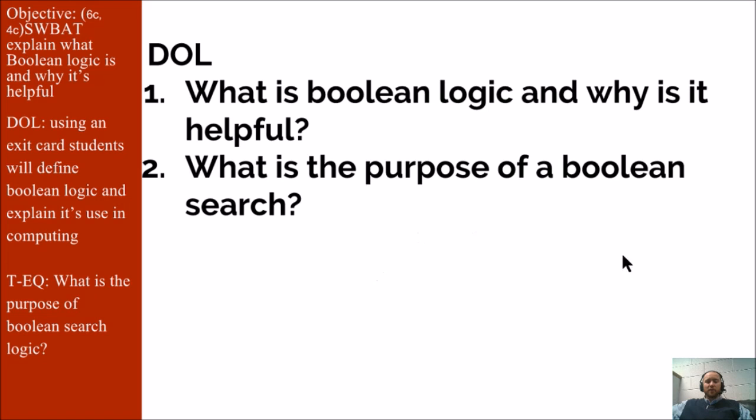Okay, so the DOL is, what is Boolean logic and why is it helpful? And the second one is just simply, what is the purpose of a Boolean search?